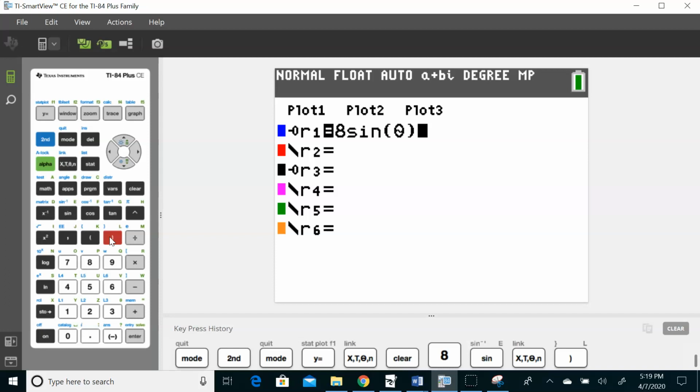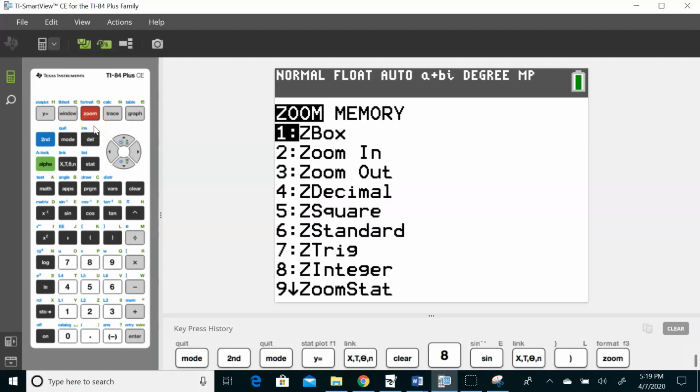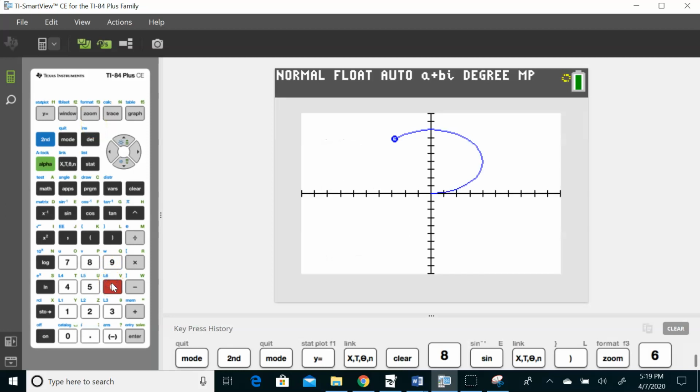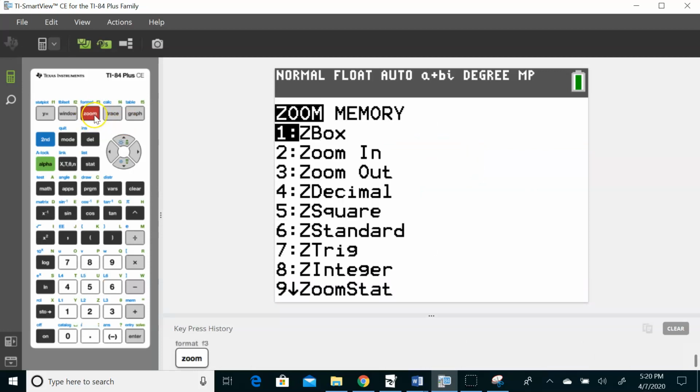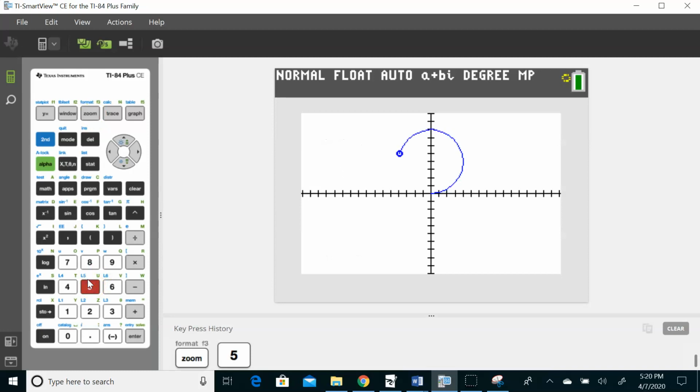And according to my instruction, I'm going to hit zoom 6. The zoom key is way on the top here. I'm going to hit 6. And I get this funny looking graph that looks very oval in shape, egg shaped. Celebrate Easter. But no, that's because of the way the grid is set, because it's negative 10 to 10 on both the x and y axis. I'm going to go zoom number 5, and that will square up the picture.